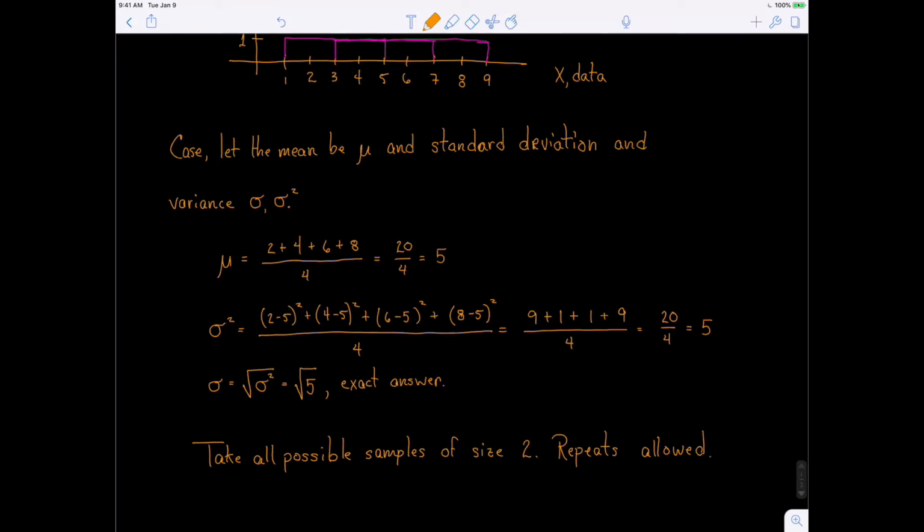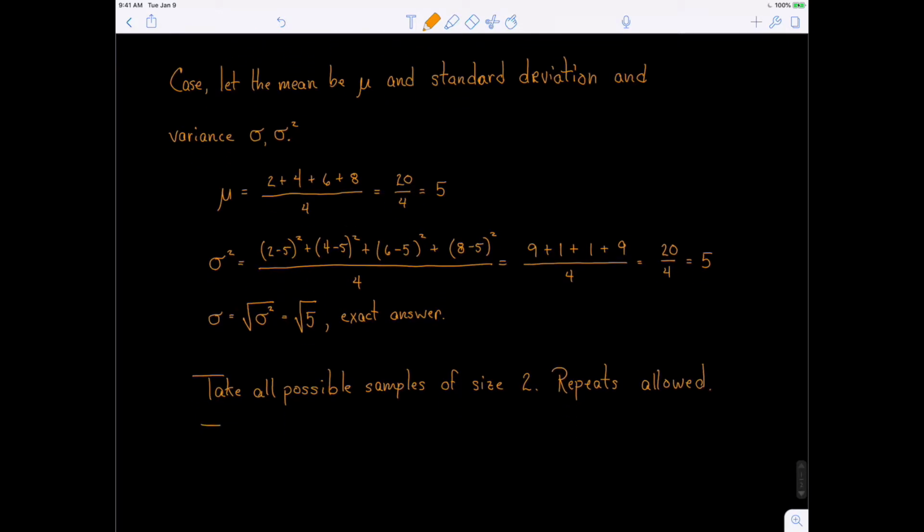Then find the mean of each sample. We're going to call that x bar because it's going to be the mean of a sample, so we'll find the mean x bar of each sample.